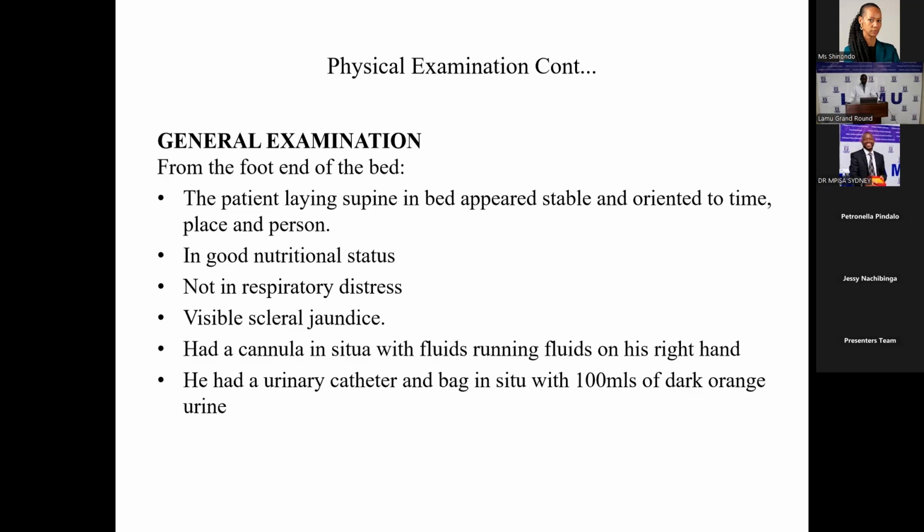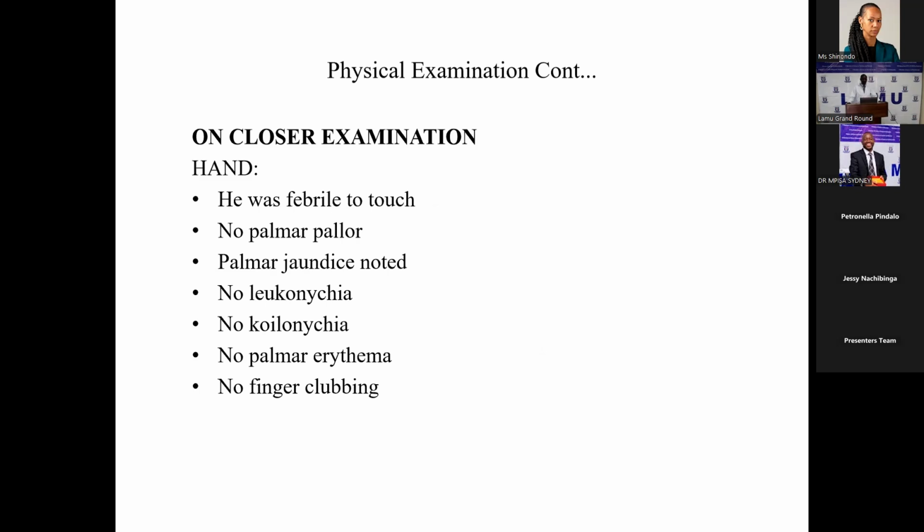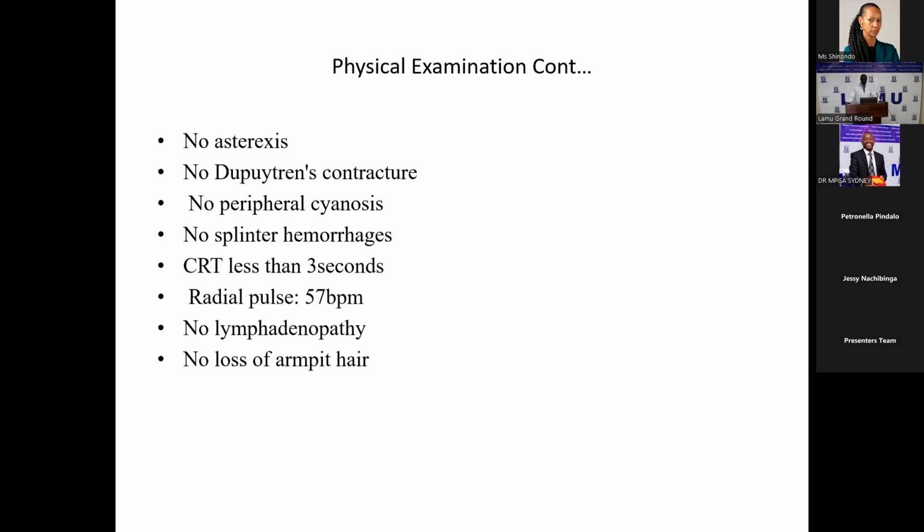Then on closer inspection, he was febrile to touch. He had no palmar pallor but had palmar jaundice. There was no leukonychia, no koilonychia, no palmar erythema, and no finger clubbing. There was no asterixis, no Dupuytren's contractures, no peripheral cyanosis, no splinter hemorrhages. Then the capillary refill time was less than 3 seconds. The pulse rate was 57 beats per minute. There was no lymphadenopathy and no loss of hair in the armpit.